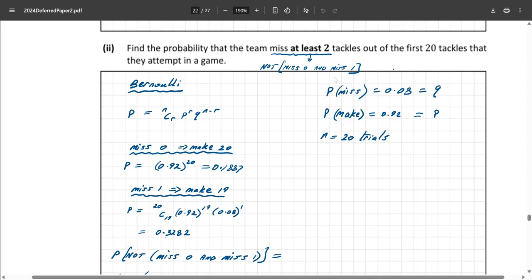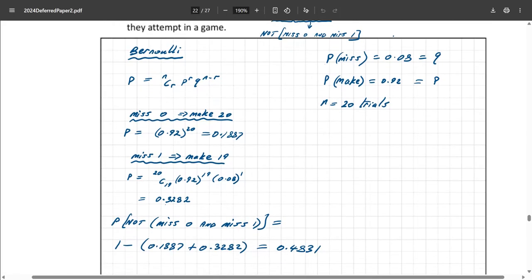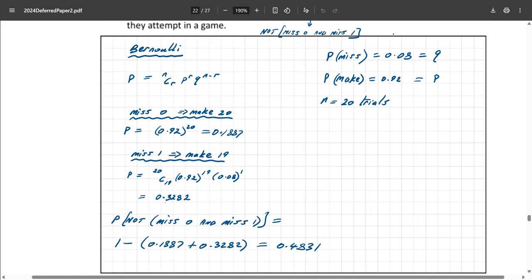The other possibility is that you miss just 1 tackle, and you're successful for the other 19. So the way to say that is miss 1, which is the same thing as saying make 19 tackles. So that's a pure Bernoulli trial, because there are now 20 trials. You're doing it 20 times. You want to be successful 19 times. So the chances of success are 0.92. So it's 0.92 to the power of 19, going by the formula up here. And you want to miss once.